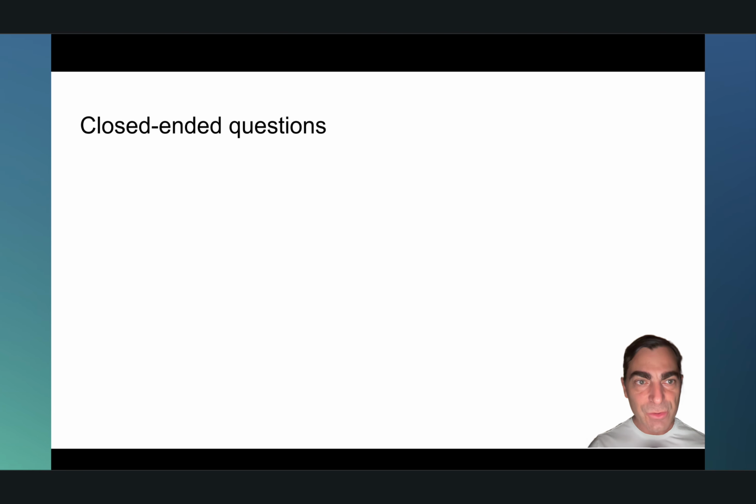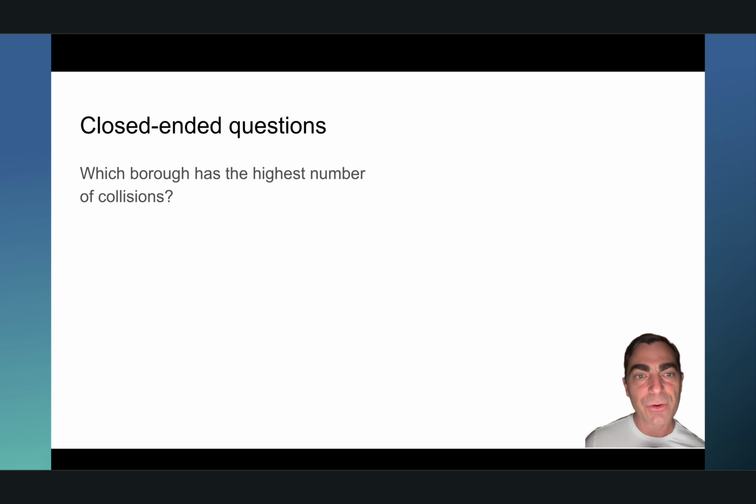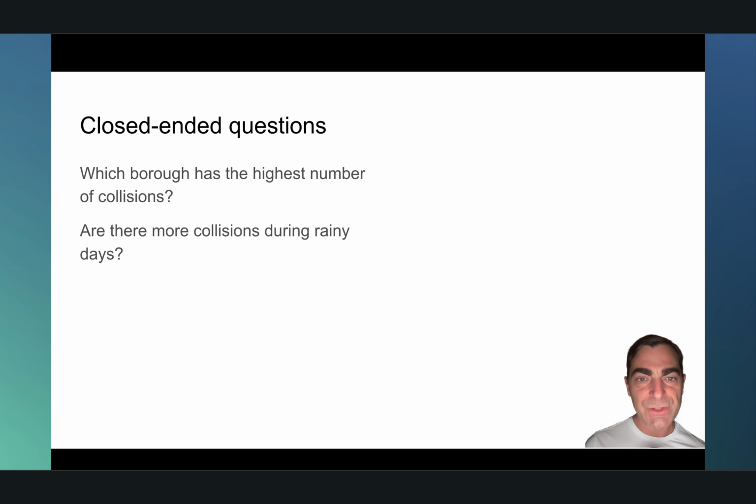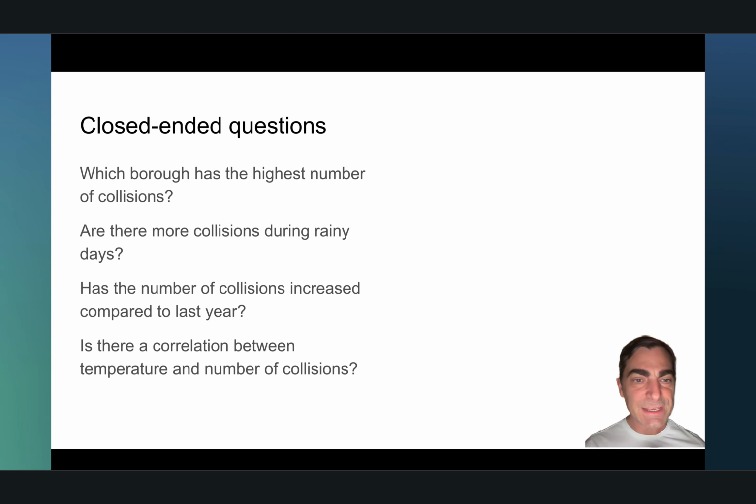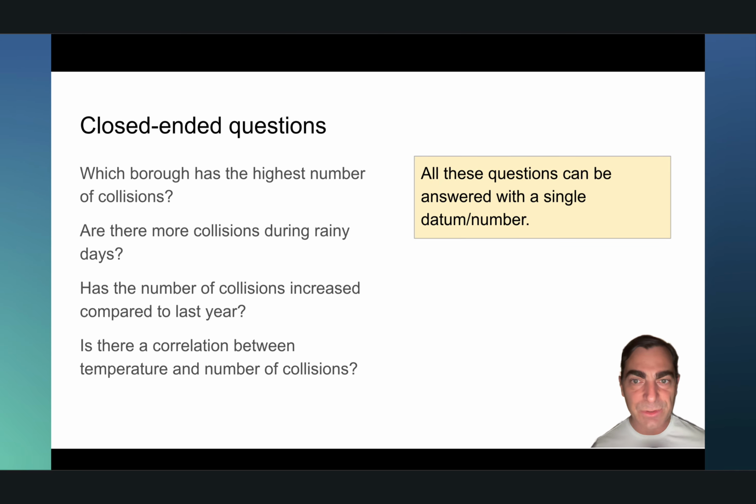So some closed-ended questions. Which borough has the highest number of collisions? Are there more collisions during rainy days? Has the number of collisions increased compared to last year? Or is there a correlation between temperature and number of collisions? What all these questions have in common is that they can be answered with a single datum or number, right? So which borough has the highest number of collisions? One borough. I don't know exactly which one right now, but it's one borough.